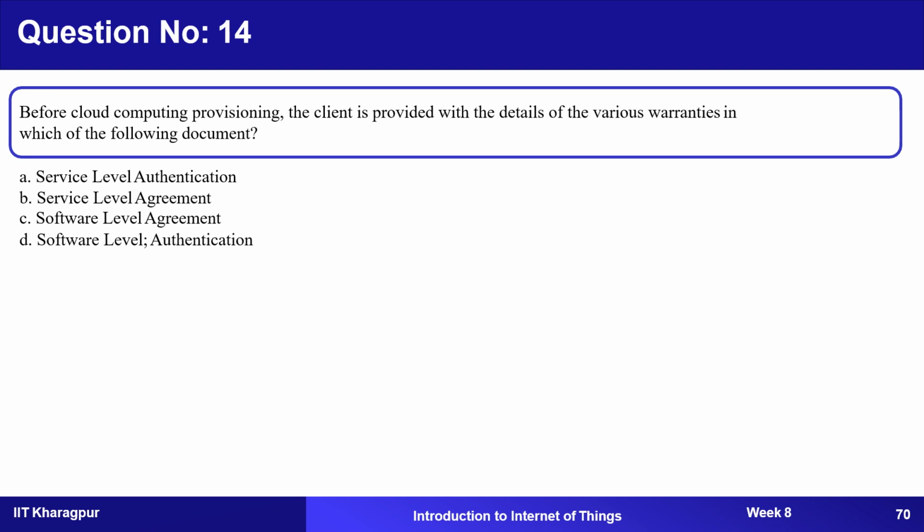So yeah, question is, before cloud computing provisioning, the client is provided with the details of various warranties in which of the following document? Options are service level authentication, service level agreement, software level agreement, software level authentication. Anyone?